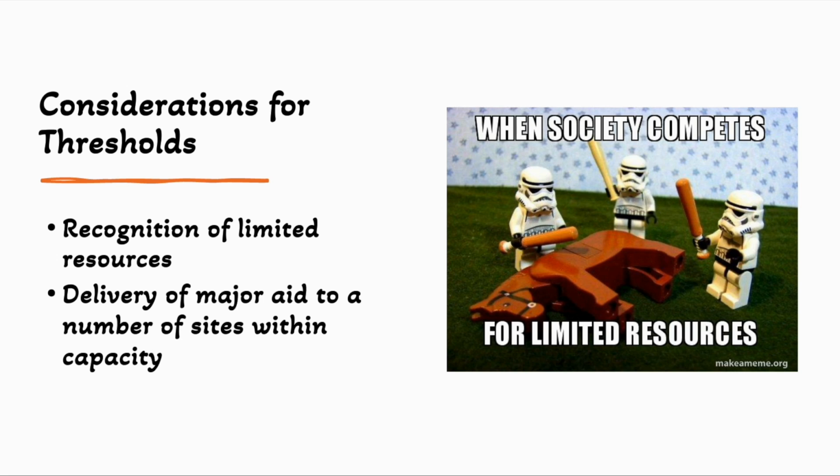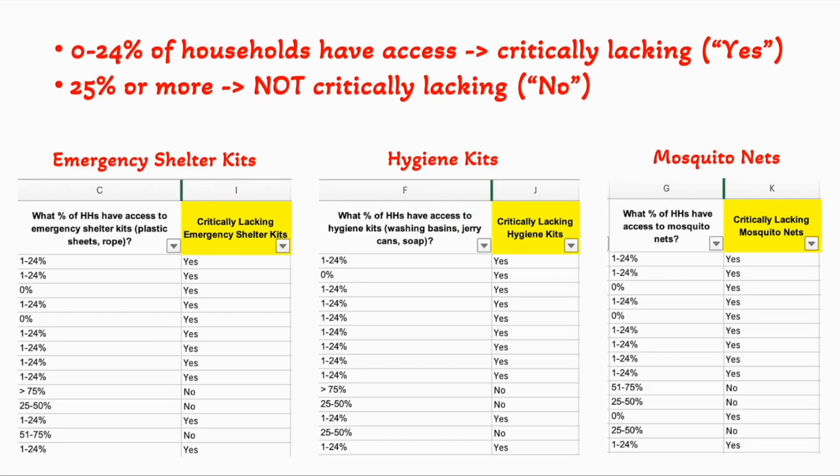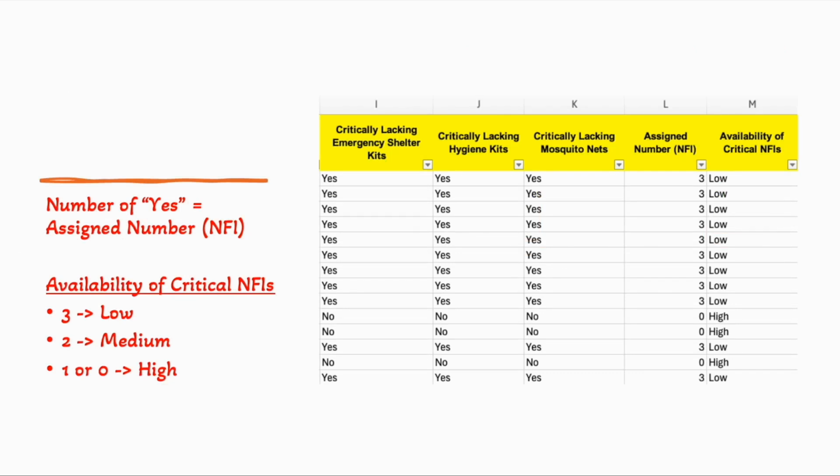As of now, I think it would be a good start to classify campsites with less than 25% of households having these NFIs as critically lacking these NFIs. We can abstract the number of critically lacking NFIs before associating the number with a corresponding level of overall availability. 3 as low, 2 as medium, 1 or 0 as high.